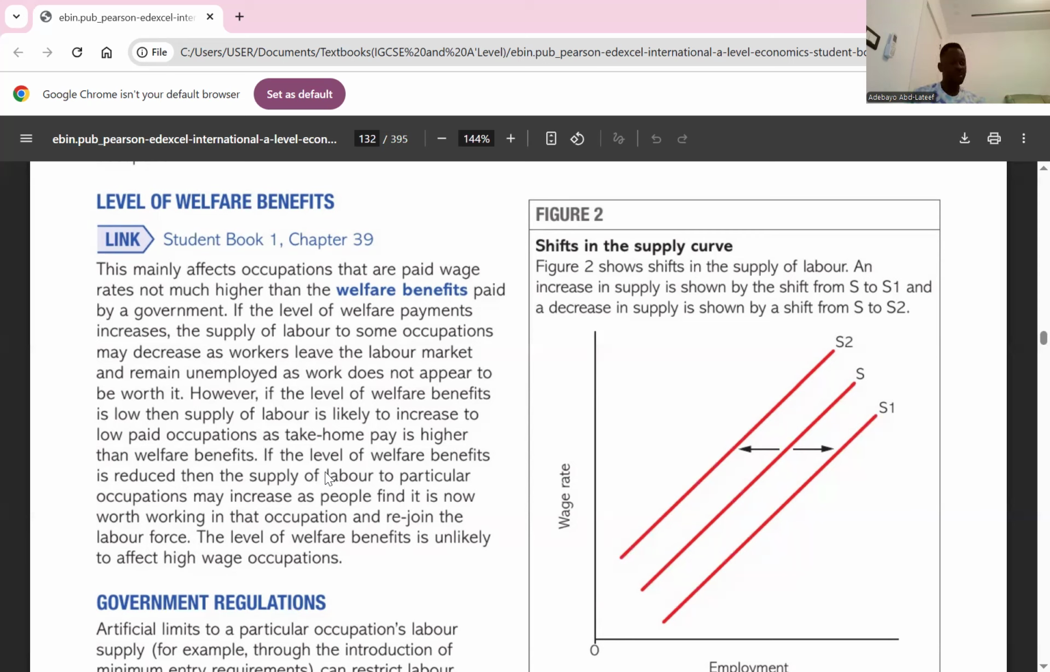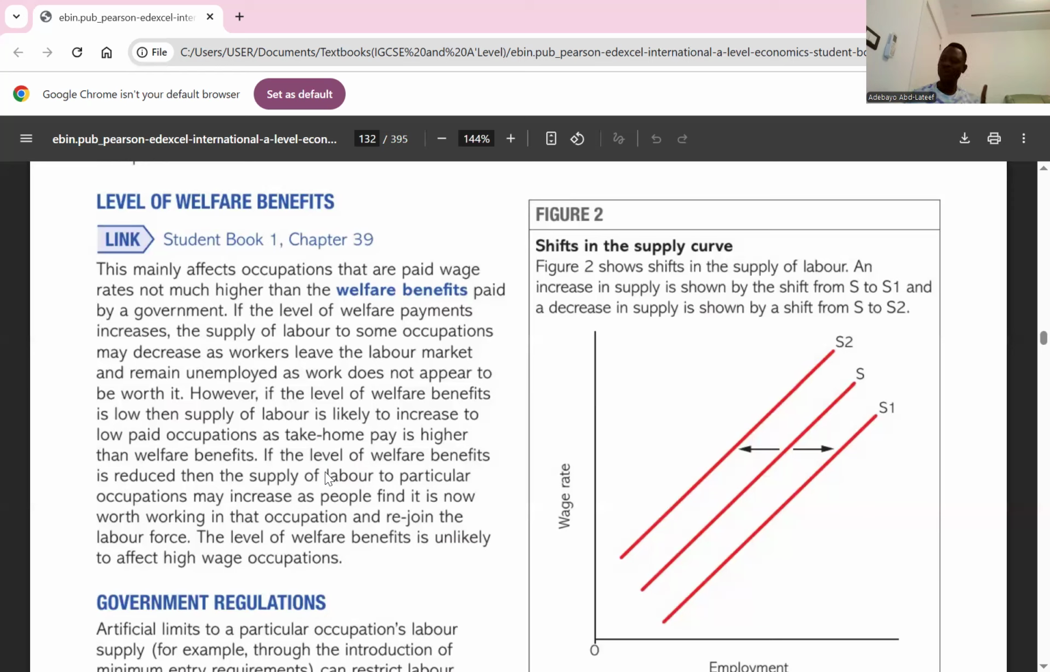The level of welfare payment. If the level of welfare payment increases relative to your earnings from working, there's no point working. Instead of working, I'm going to get less, or almost the same, or just slightly above the welfare payment. So what's the point of working? If the level of welfare increases in an economy, people would tend to be unemployed because they would make more without even working. So that will shift the supply curve of labor to the left for low-paid jobs.